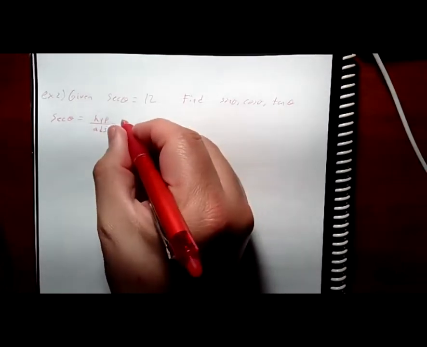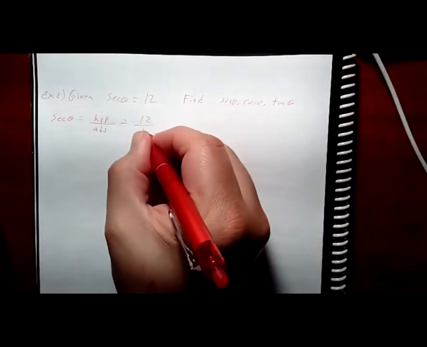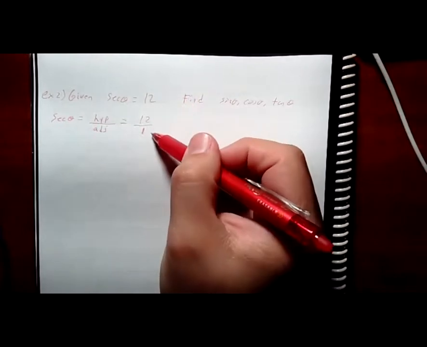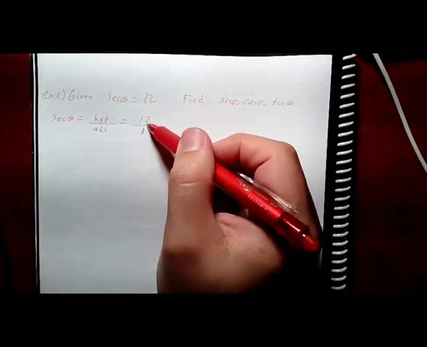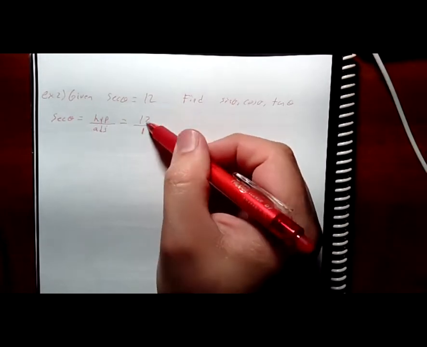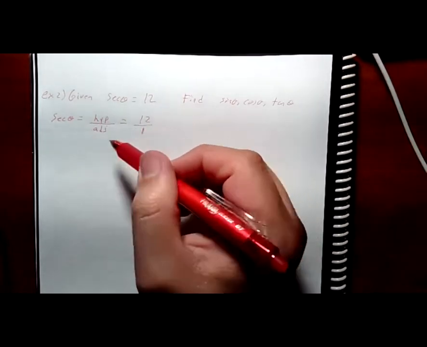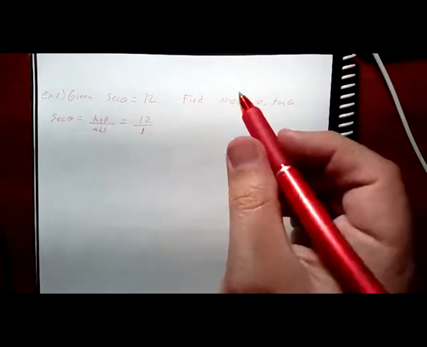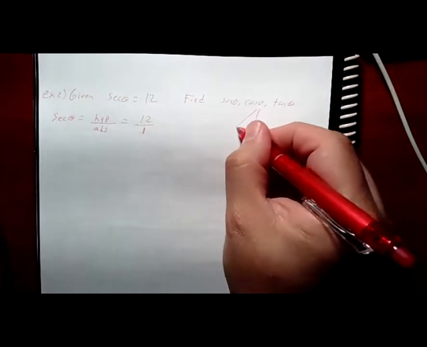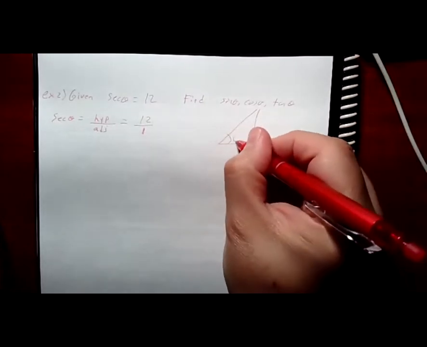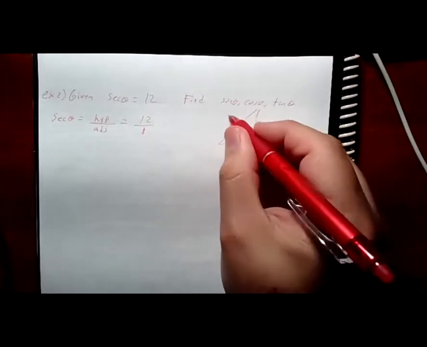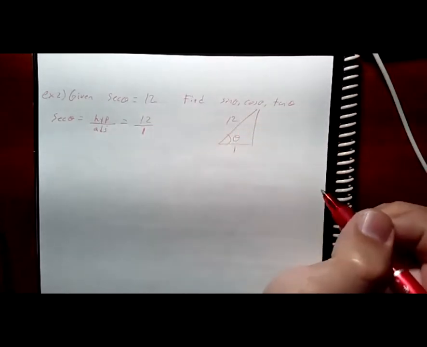So that means that this is equal to 12 over 1. So any number can be written over 1, right? Because 12 divided by 1 is 12. So you can always do this. And we force it because we need that piece for the triangle. So the triangle, if I choose to put theta here, hypotenuse is 12, adjacent is 1, right? Does this first step make sense? Or is that clear?